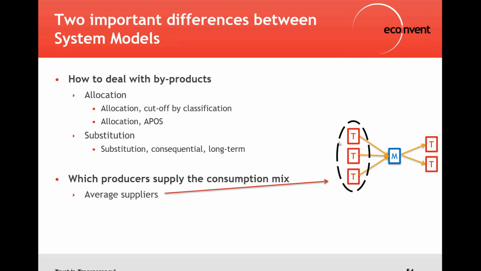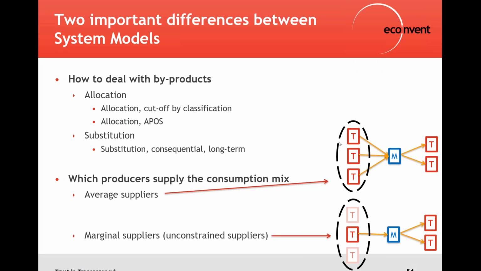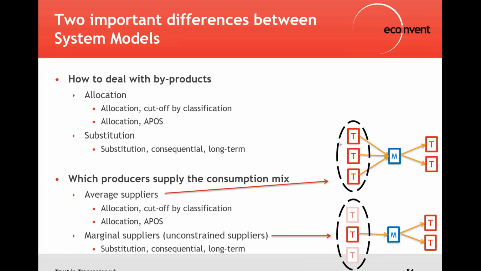In the other kind of decision that we have to take, which producers supply my consumption mix, we can have average suppliers, meaning all the suppliers feed the market, or marginal suppliers, meaning only the unconstrained supplier, only the technology that can adapt to the market needs is supplying it. In the first case, we have the two attributional systems, so allocation cutoff and allocation APOS. In the second case, we have substitution, the consequential long-term system model.